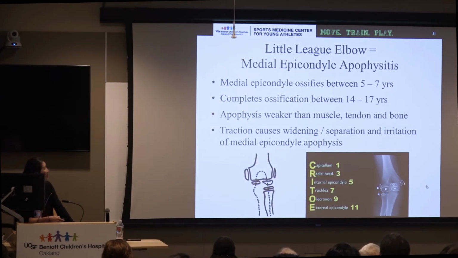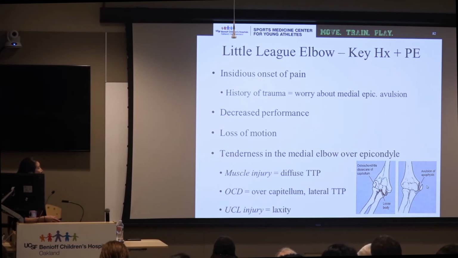So he's pulling it. So that medial epicondyle, remember, ossifies between 5 and 7. Complete ossification is 14 to 17. So there's a lot of time here that kids are playing baseball or softball where they're putting a lot of stress on this ossification center, okay? Remember, the apophysis is weaker, and traction causes the widening. So the key, history and physical, insidious onset of pain. But what happens is they stop pitching, but they keep throwing. They move them to another position because they've lost their velocity or whatever.